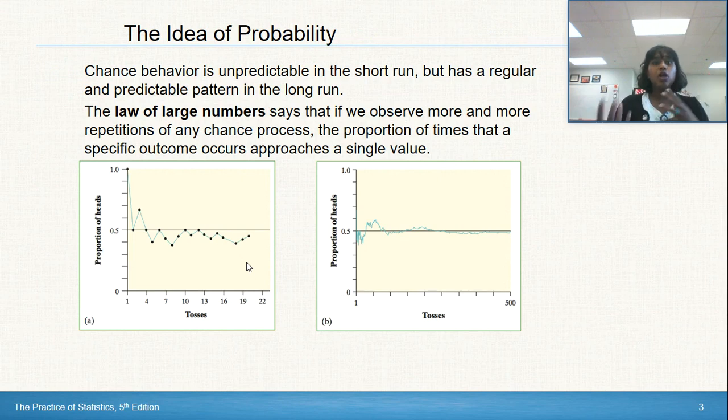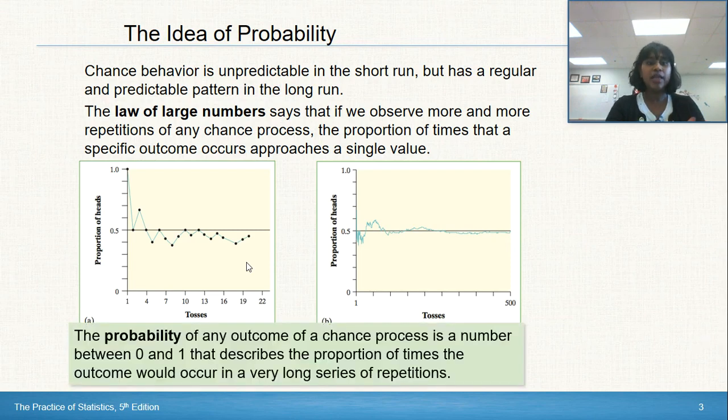So the law of large numbers says if we observe more and more repetitions of any chance process, the proportion of times that a specific outcome occurs approaches a single value. Fun, long, formal definition. I'll talk about what it means in just a second. But the real definition that we want to focus on here is probability. It is any outcome of a chance process is a number between 0 and 1.